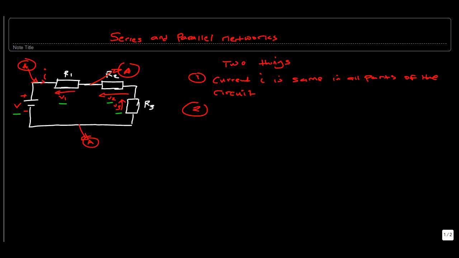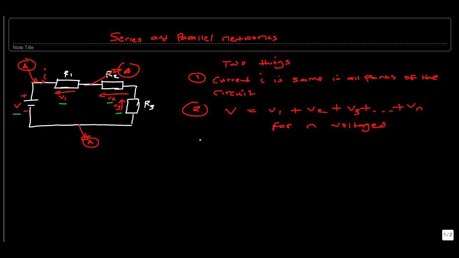So I'm just going to put this in writing. V applied is equal to V1 plus V2 plus V3. And obviously you could extend this to however many voltages you have in your circuit, and you can add all the voltages up to Vn, for n voltages.